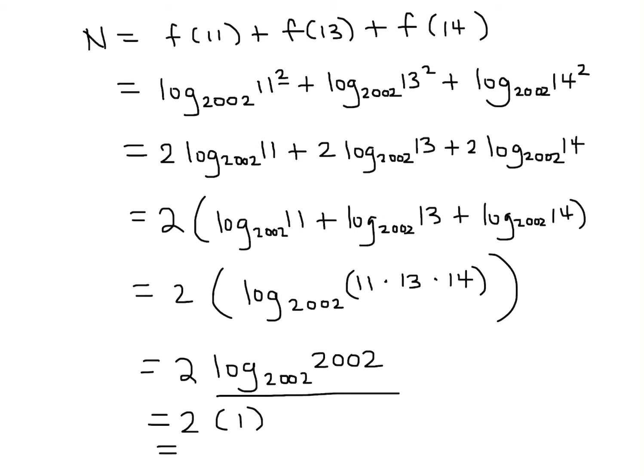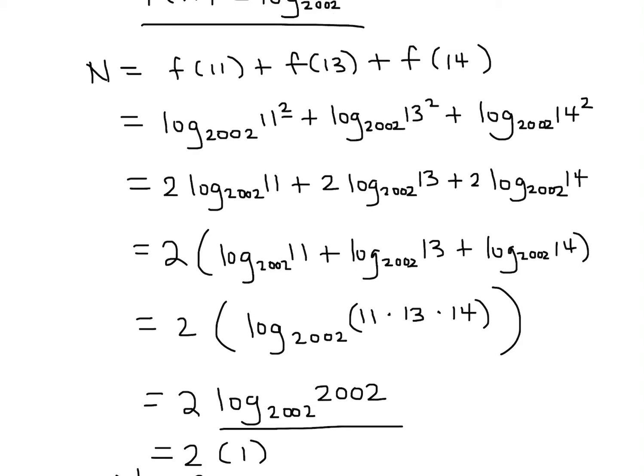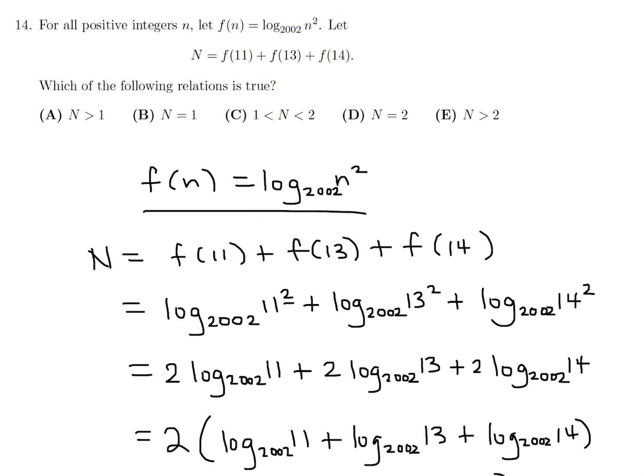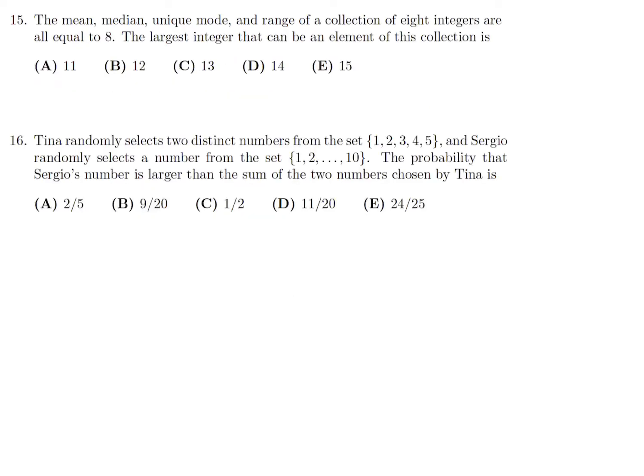So there you have it. This whole thing, n, is equal to 2. N equals 2. So which of the following relations is true? This one, n is equal to 2. So 14, the answer is D. Number 15 and number 16 I will do in a few seconds, but the numbers are numbered differently, but they're the exact same questions, so don't get confused.